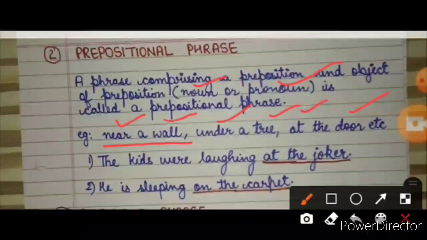The kids were laughing at the joker. Now over here, at is the preposition, joker is the noun. He's sleeping on the carpet. Now on the carpet, automatically it comes to your mind when you look at the sentence that this is a prepositional phrase.